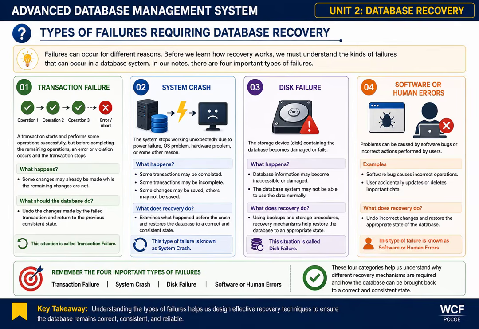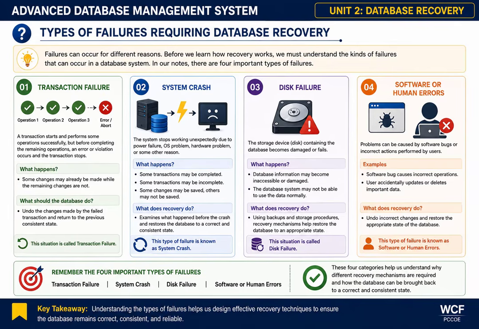The second type of failure is system crash. A system crash can occur because of a power failure, operating system problem, hardware problem, or some other unexpected issue that causes the computer or database server to stop working. Let us take a simple example. Suppose several transactions are running on a database server. Suddenly, the power goes off and the server shuts down. Now, when the system stops, some transactions may have already completed successfully, while some may still be running. Some changes may have already been saved, while other changes may not have been saved.